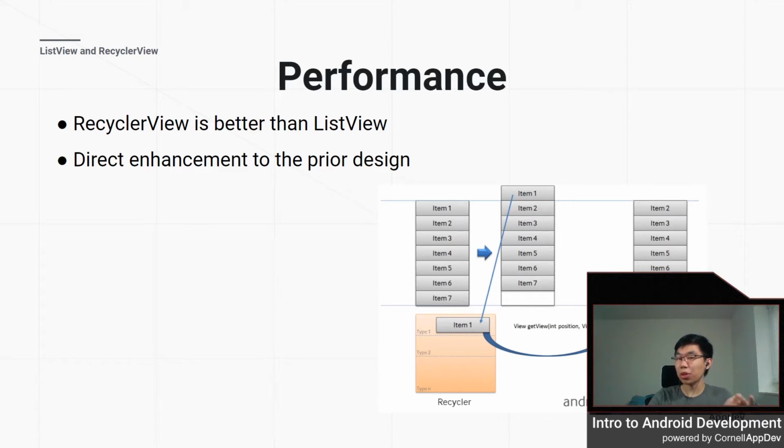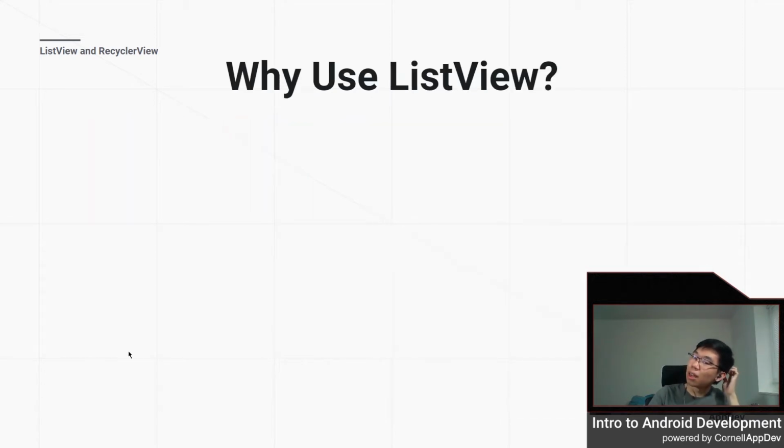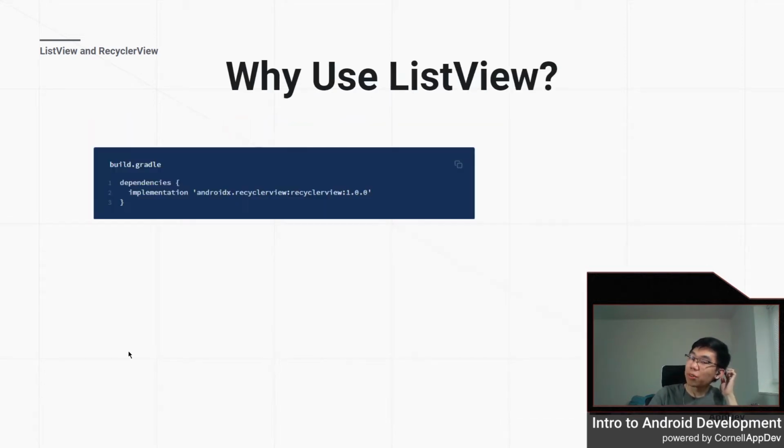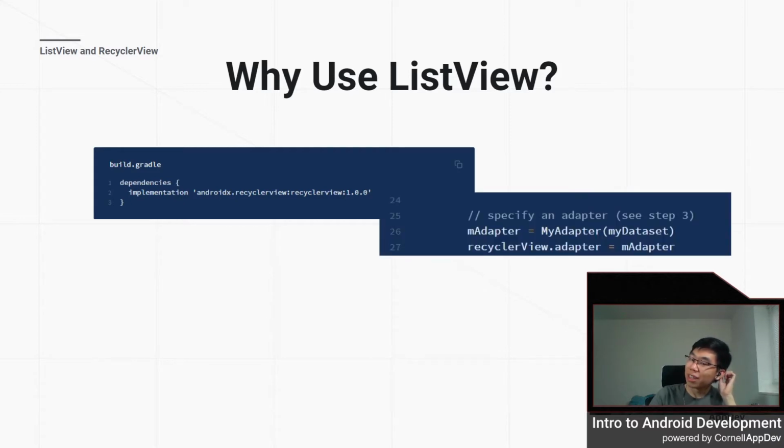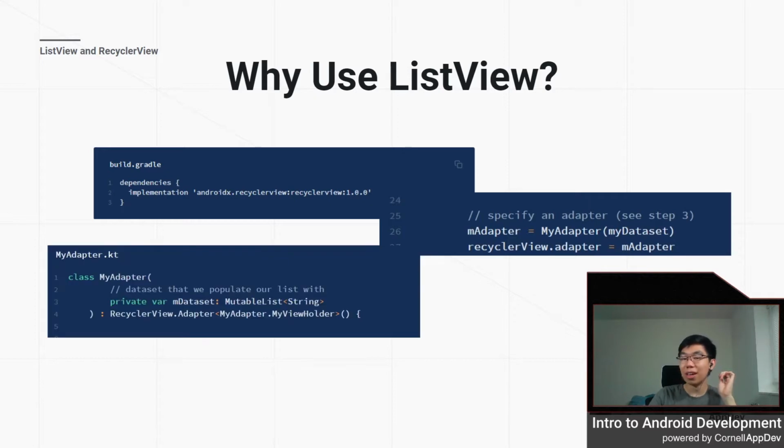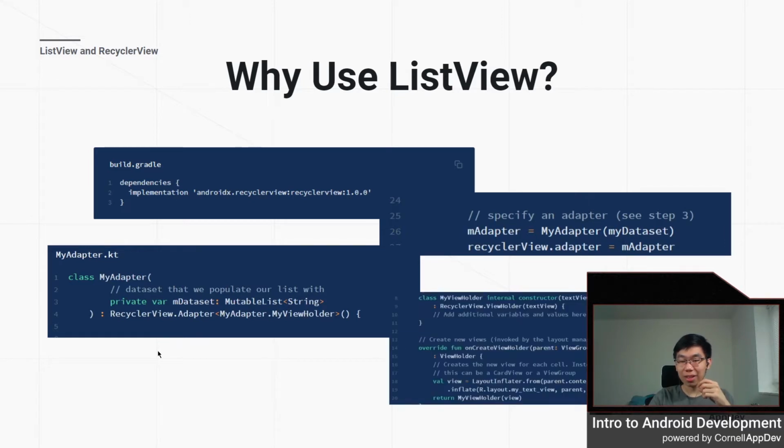But then why would you ever use ListView? Well, first off, you have to import RecyclerView and specify a custom adapter. You can't use any default ones. And then you have to set up your adapter, the view holder inside the adapter, and the binding to the view. There's a lot of little... It's a lot better in Kotlin than in Java, but you have to set up a lot of things for RecyclerView.